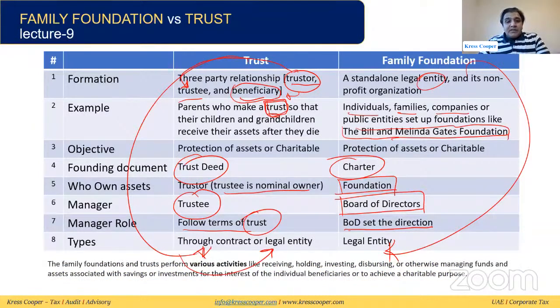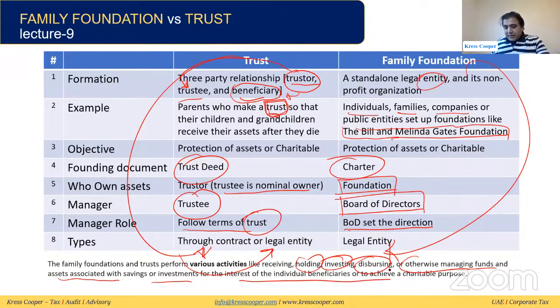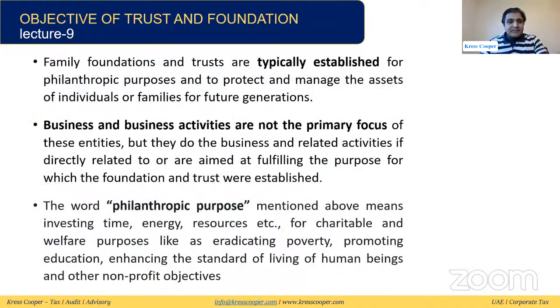Family foundations and trusts perform various activities. These activities are holding assets, investing assets, distributing, disbursing assets, otherwise managing funds associated with savings and investment. As we discussed, basically the objective is to get the assets and manage the assets for charitable purposes, or to manage the assets for welfare purposes. They are receiving the asset, investing the asset, divesting the asset. These are the core activities of both entities.